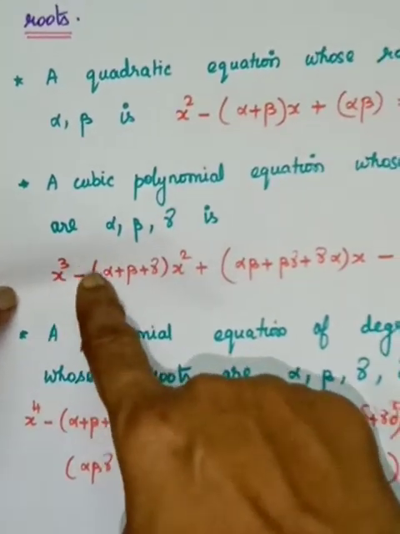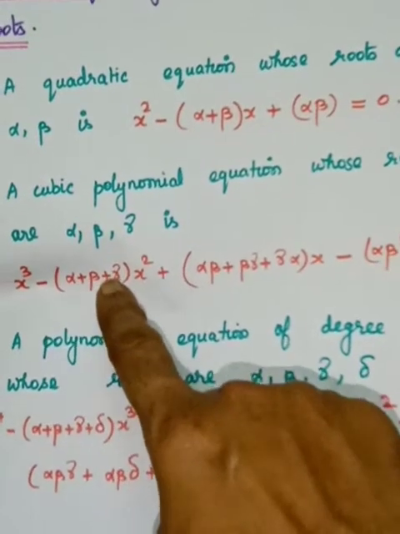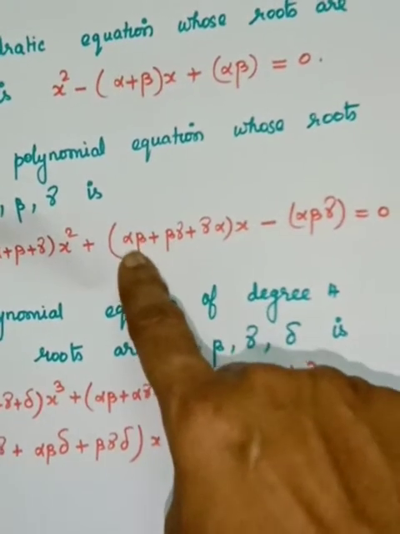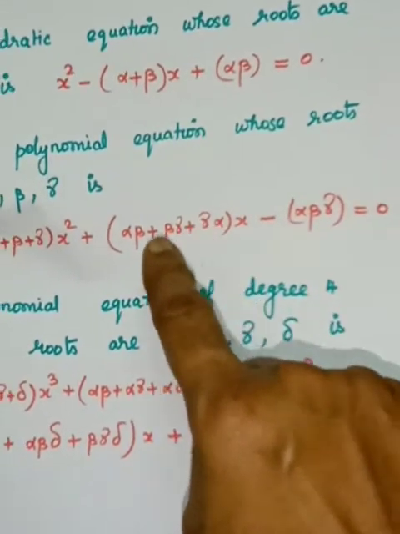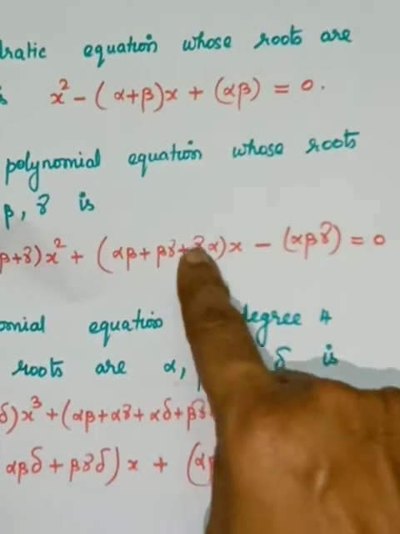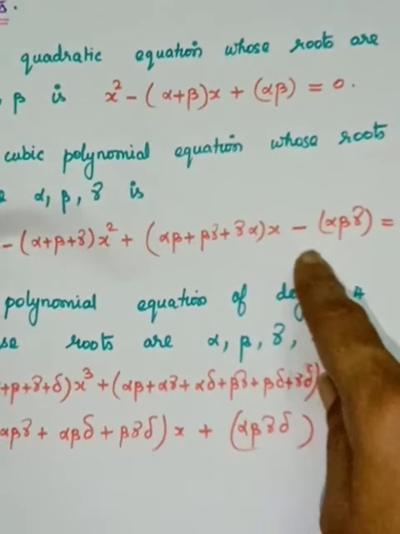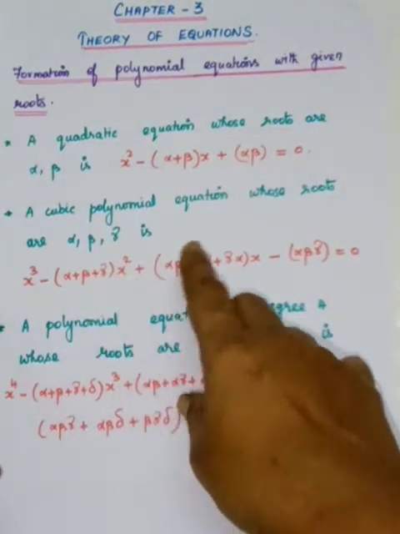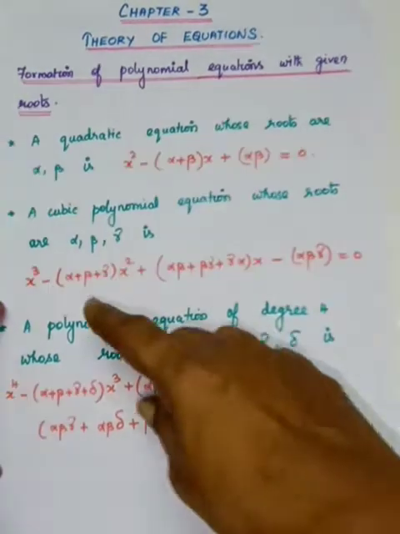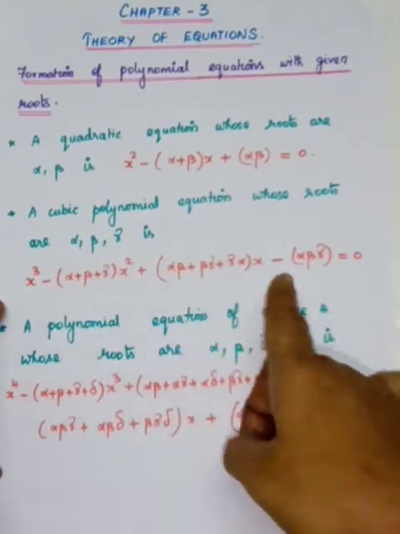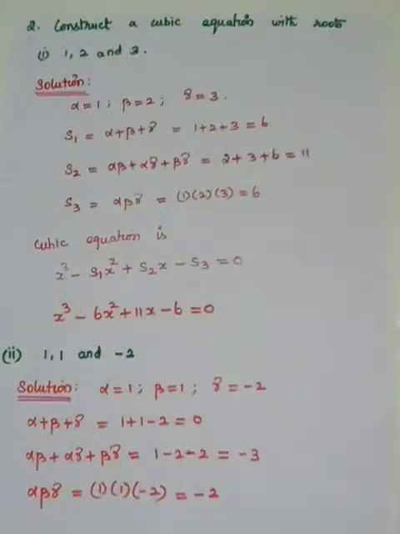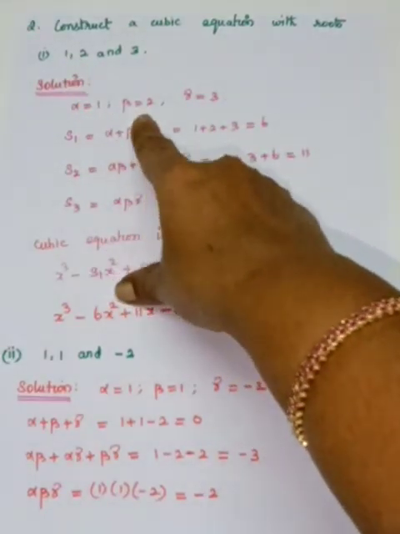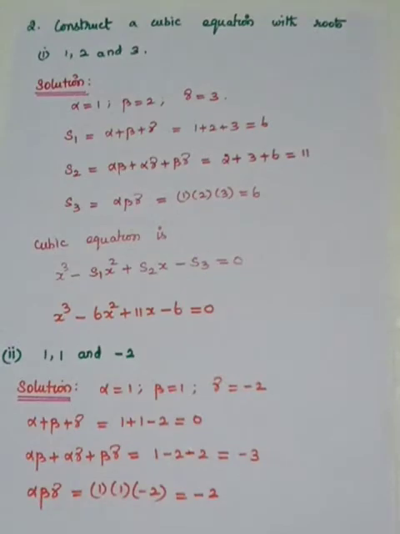x cube minus sum of the roots into x squared plus the sum of the product of two roots taken at a time, that is alpha beta plus beta gamma plus gamma alpha into x minus alpha beta gamma is equal to 0. So alternately you have to give plus and minus: plus, minus, plus, minus, it has to come. You take the first root as alpha, second root as beta and the third root as gamma.